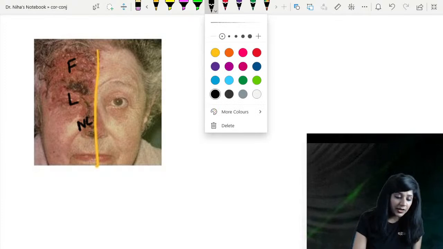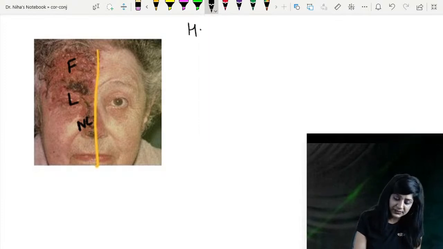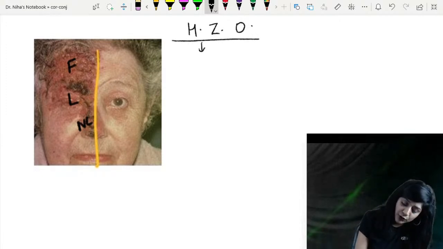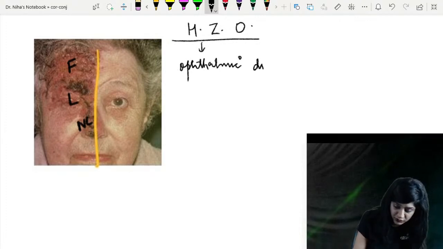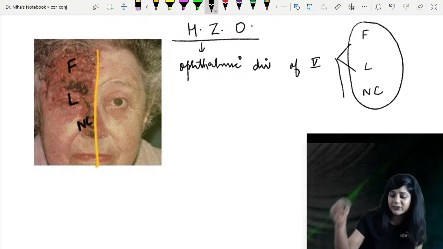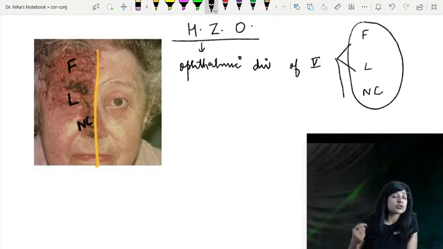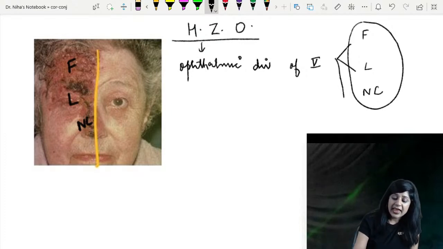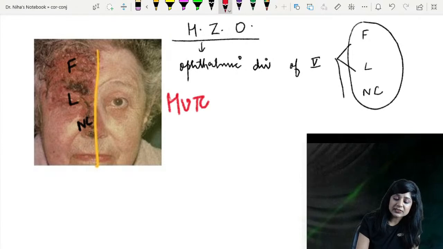So, when I talk about herpes zoster ophthalmicus, it involves the ophthalmic division of the trigeminal nerve. The ophthalmic has 3 divisions: frontal, lacrimal and nasociliary. So when all these 3 divisions are involved, then this is a case of herpes zoster. Very, very easy to identify. Strict distribution on one side of the forehead, right? Strict distribution, all 3 are involved. And a rule which is very, very important is your Hutchinson rule.